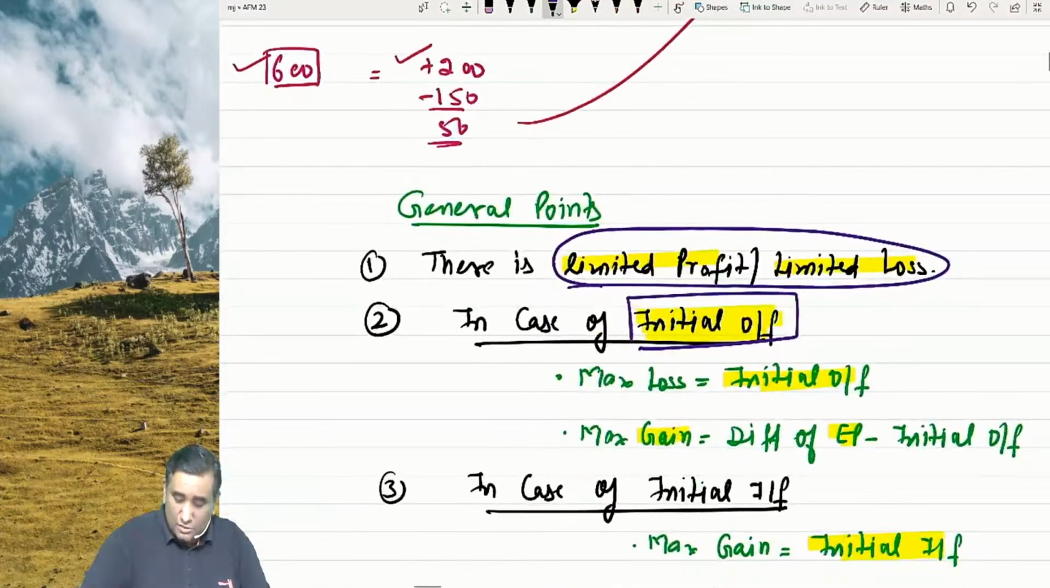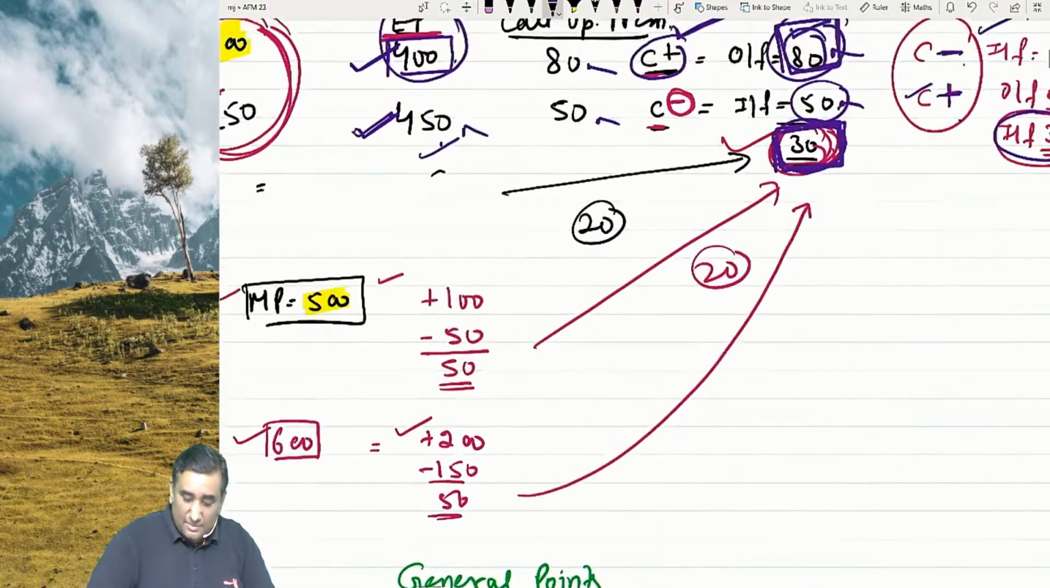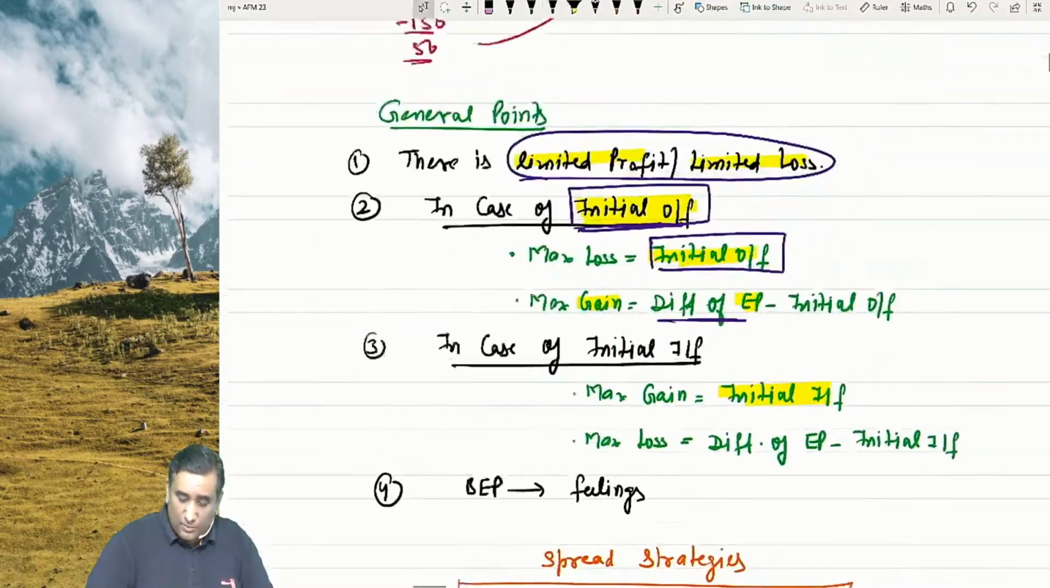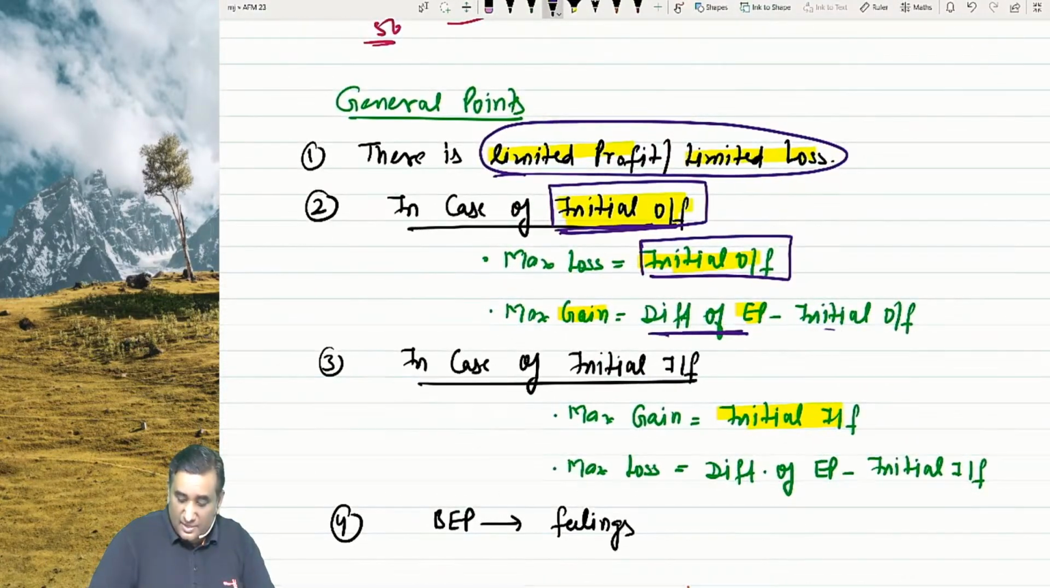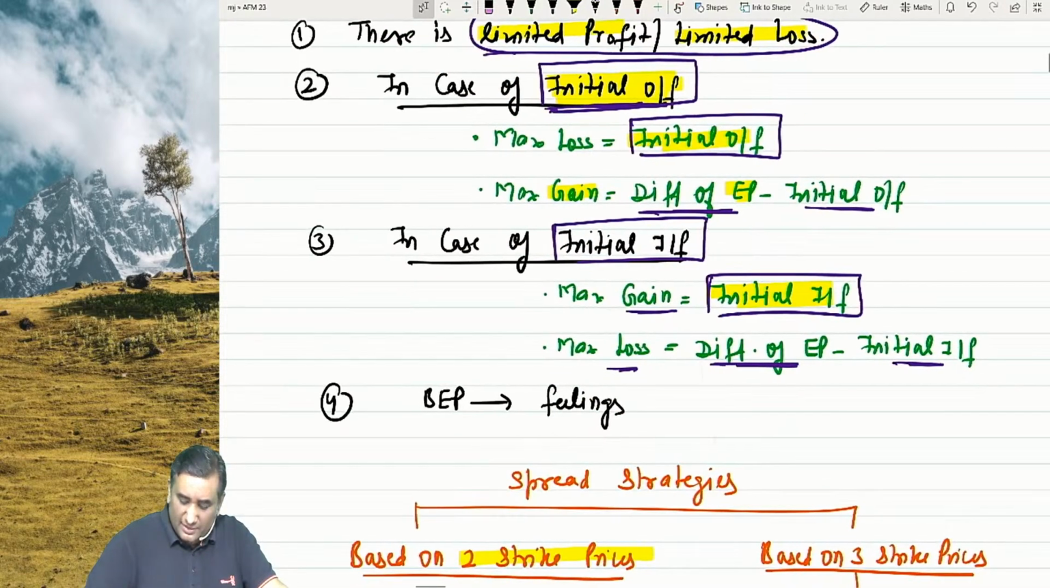Now we say, in case of initial outflow, maximum loss would be initial outflow. Gain would be the difference of the exercise prices, that is nothing but 400 and 450, minus initial outflow. In case there is an initial inflow, maximum gain would be initial inflow and loss would be difference of exercise price minus inflow. Break-even points we will work out with the feel.